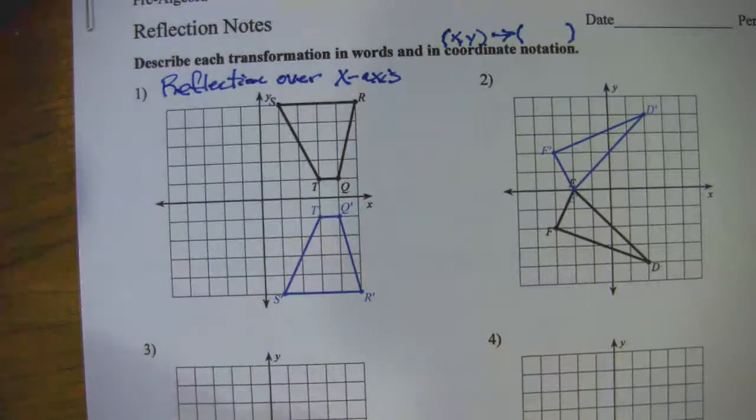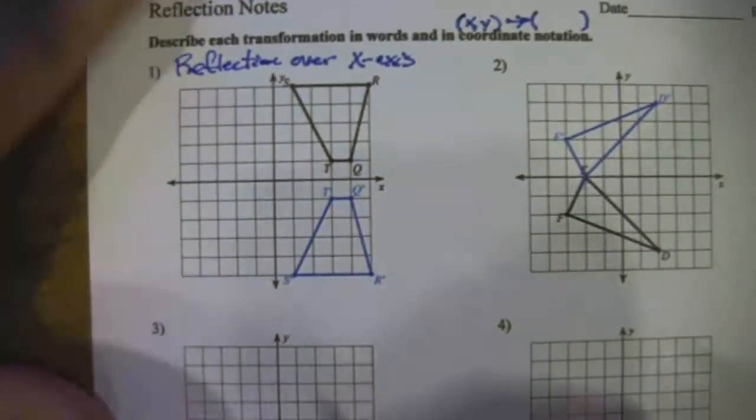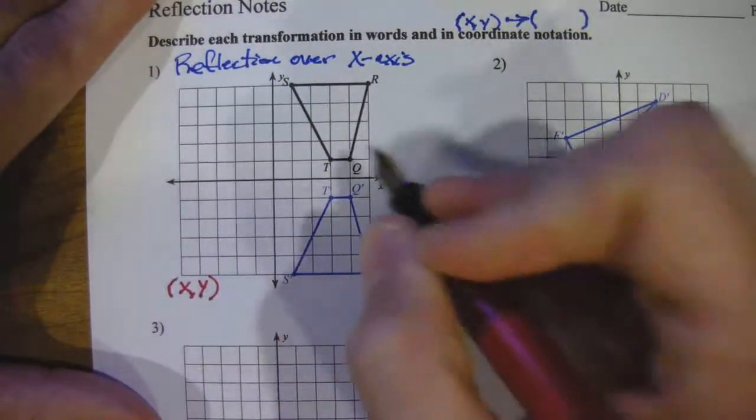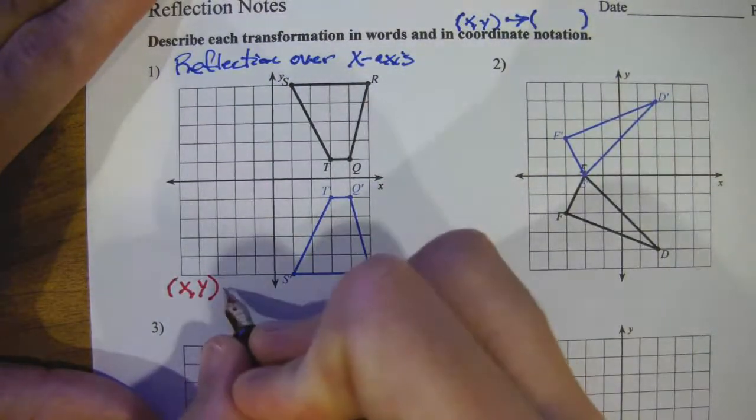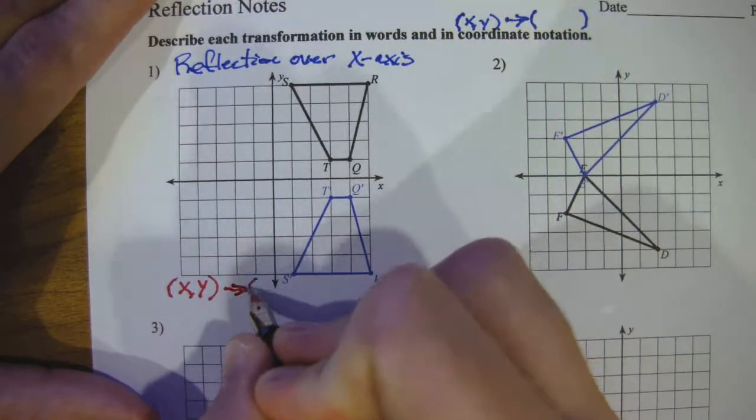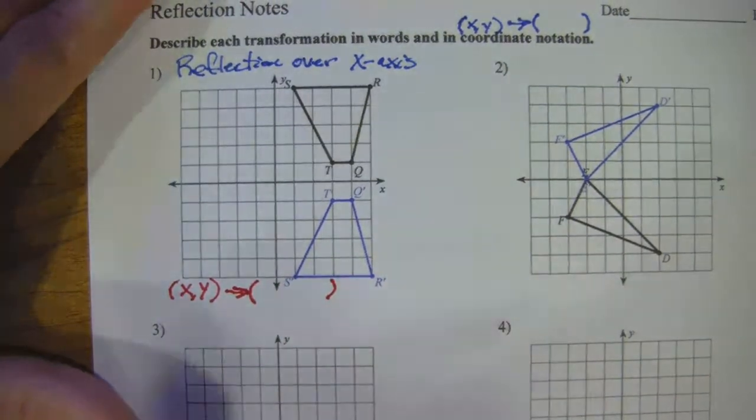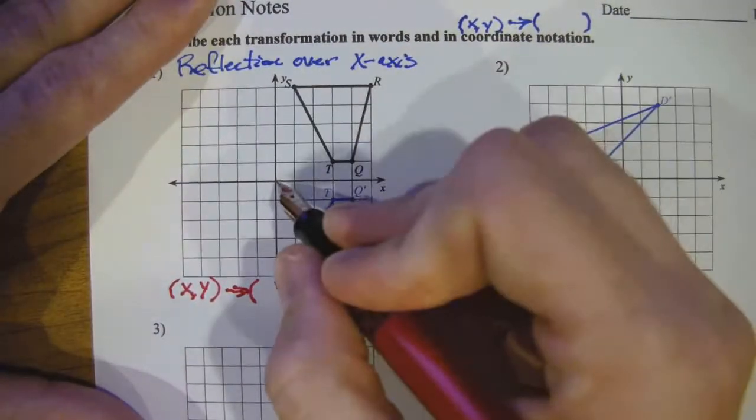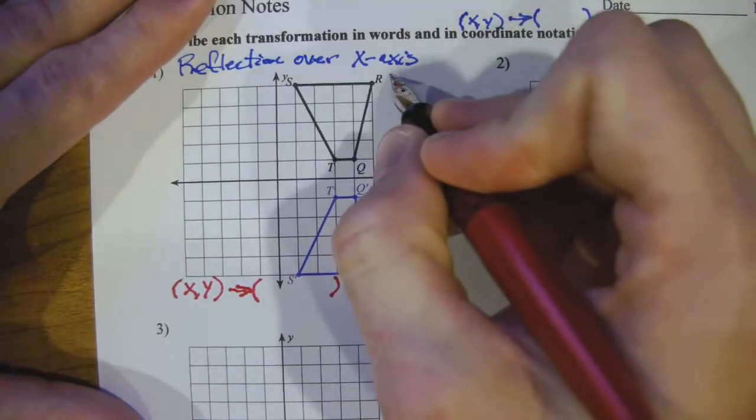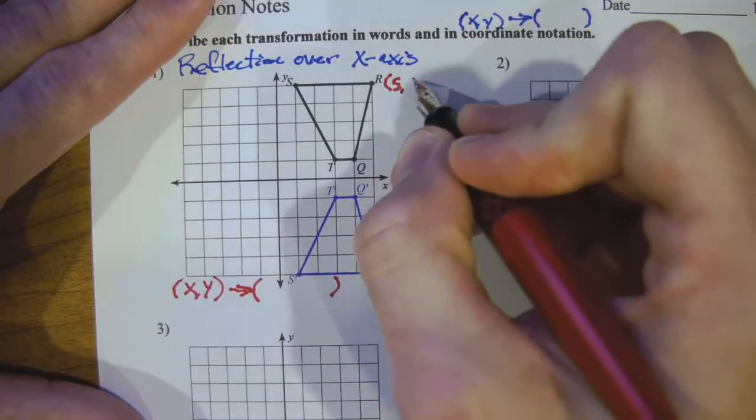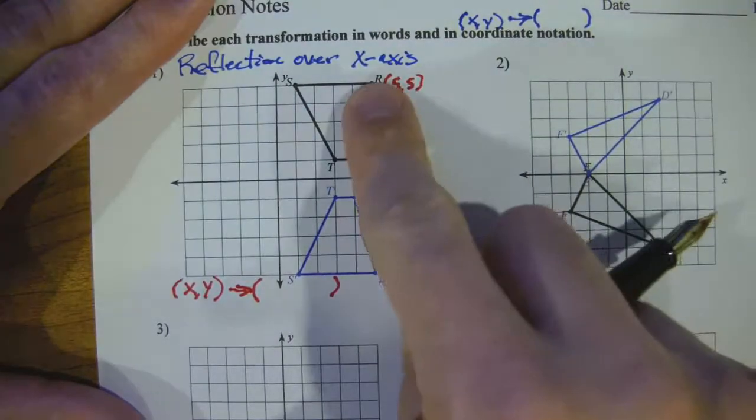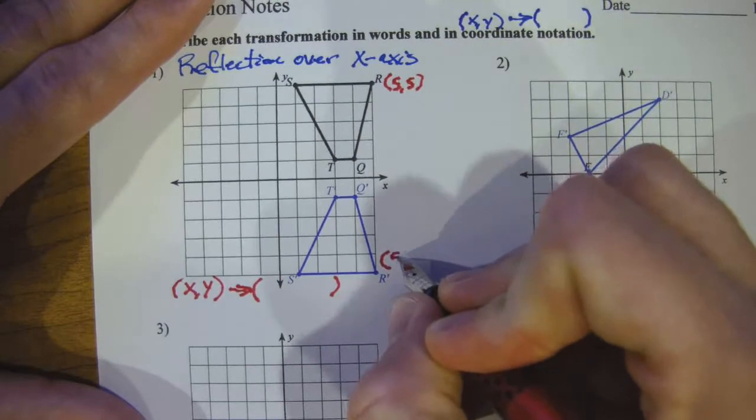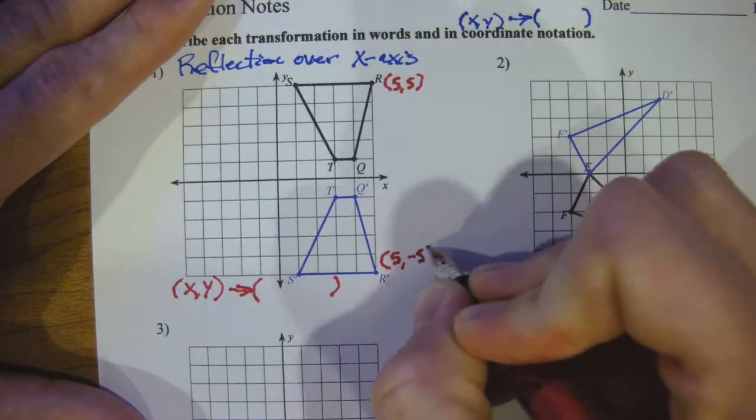Cool. All right, let's talk about what it would be in coordinate notation. So again, we're going to start with our x's and y's. Remember, that represents our original pre-image coordinates, whatever they are. An arrow represents the transformation. Something has changed. And let's pick one point and just see what happened to it. All right. So notice R here. R is at the point 5, 5. So I'm going to write that down here. 5, 5. All right. R prime, all the way down here, is at the coordinate 5, negative 5.